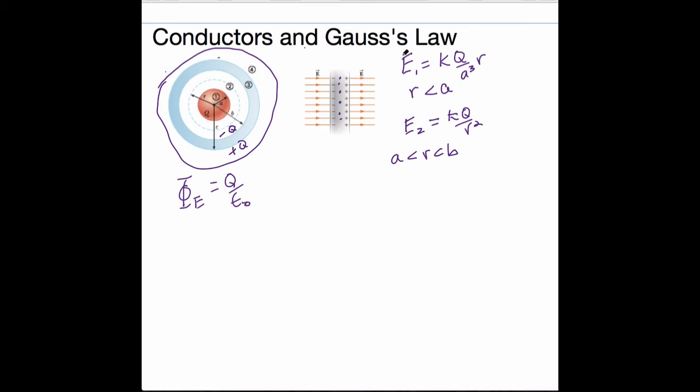So the E field for the Gaussian surface drawn inside the insulating sphere is K times Q over A cubed times R. If the Gaussian surface is outside the orange sphere but still inside our conductor, it acts like a point charge, KQ over R squared. Now let's talk about point 3.